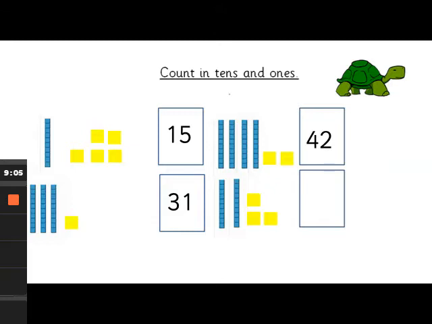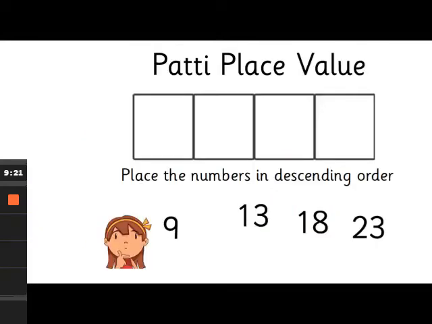And now we're going to be doing the last one. Pause the video and work out what number you think the deans are representing. Well done, it's 23 because there are 2 tens and there are 3 ones. Great work.